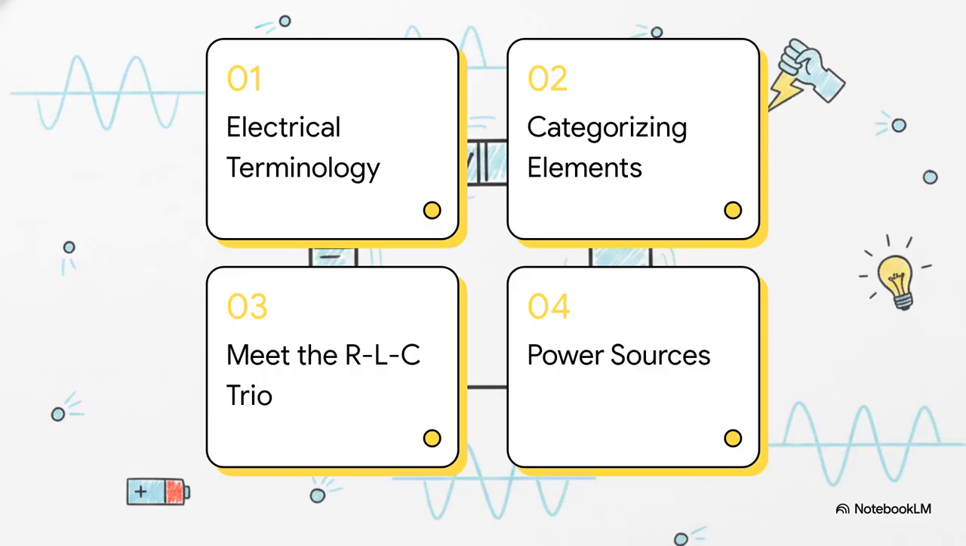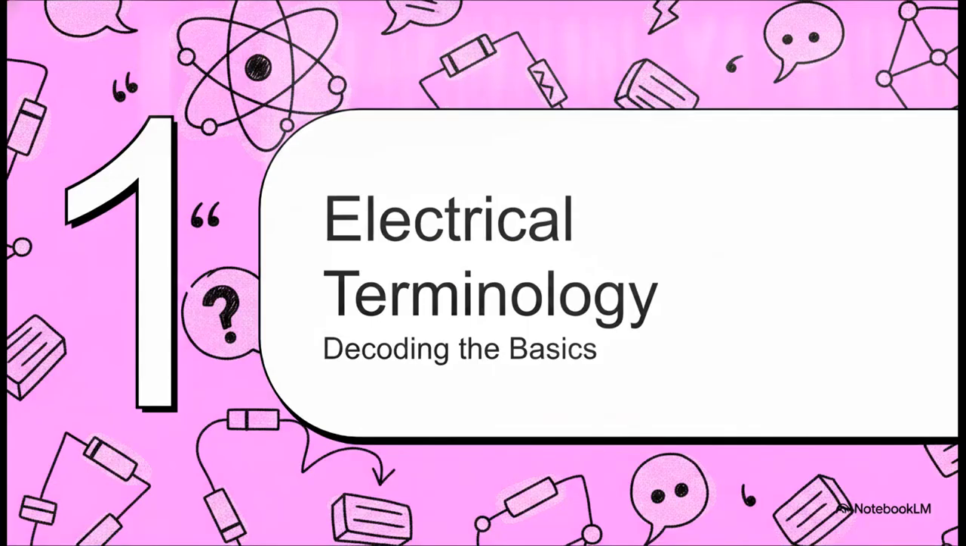So here is our roadmap for today. First, we'll decode some core electrical terminology, then categorize our circuit elements, meet the RLC trio, and finally, take a close look at electrical power sources. Kicking things off with Section 1, decoding the basics of electrical terminology.